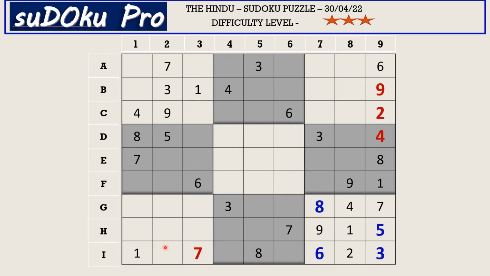Now in I row there are 3 empty cells and the missing numbers are 5, 9 and 4. You have 5 and 9 blocking the cell. So I2 takes 4.